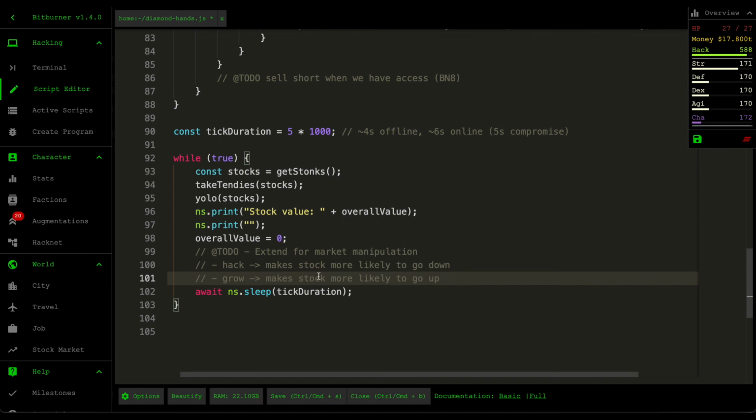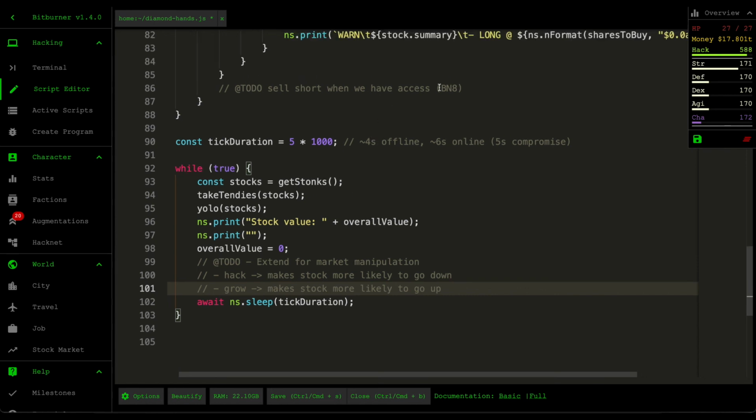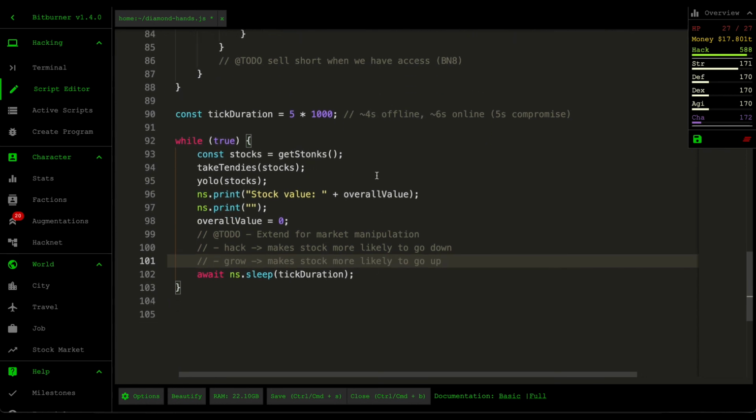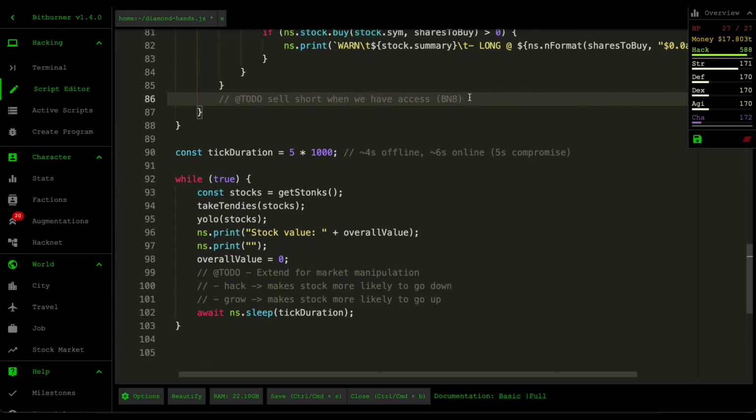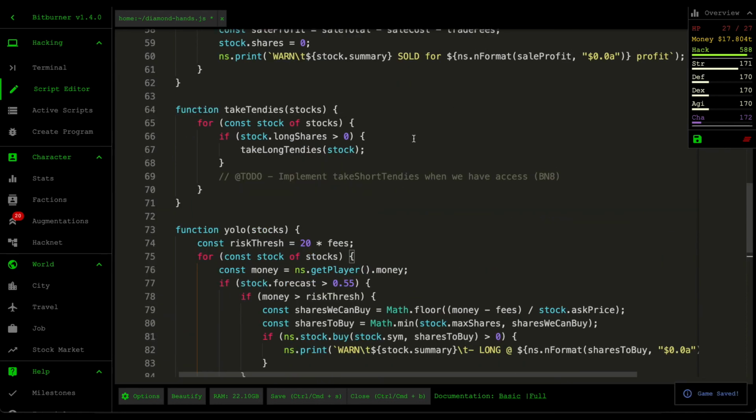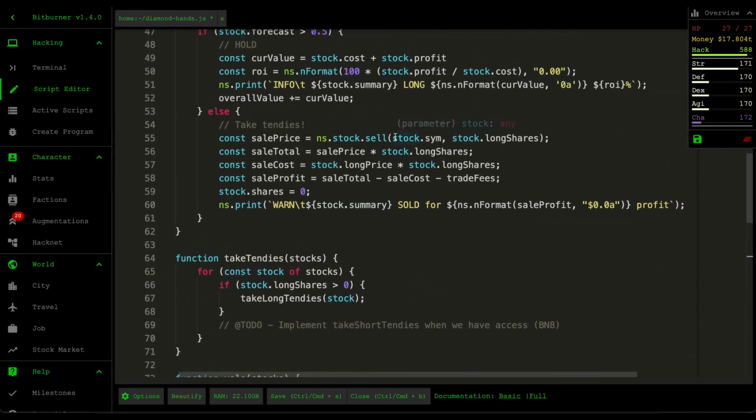But again, we're going to do that in a future video as soon as we unlock the short selling ability, because when we unlock the short selling ability, we can extend this Diamond Hand script to its full potential. But for now, it's limited to just taking long positions and then selling them appropriately.